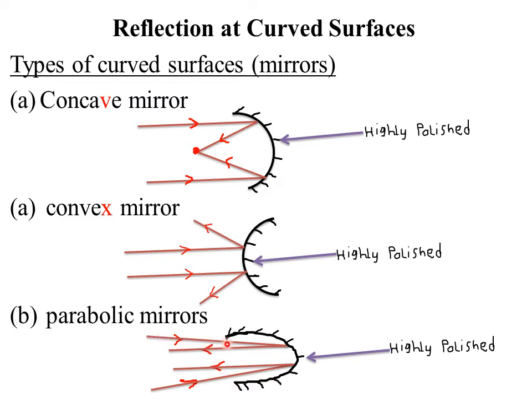So these are the incident rays. After one hits the surface, it emerges parallel. This is also another incident ray. After it hits the parabolic mirror, it emerges parallel.